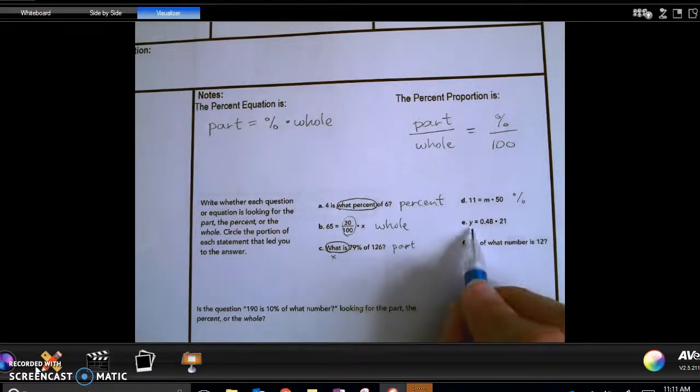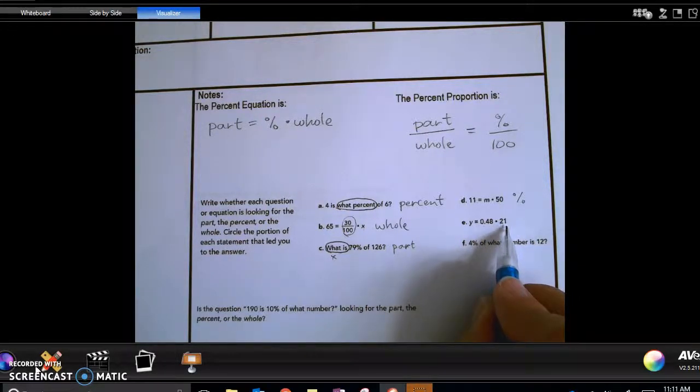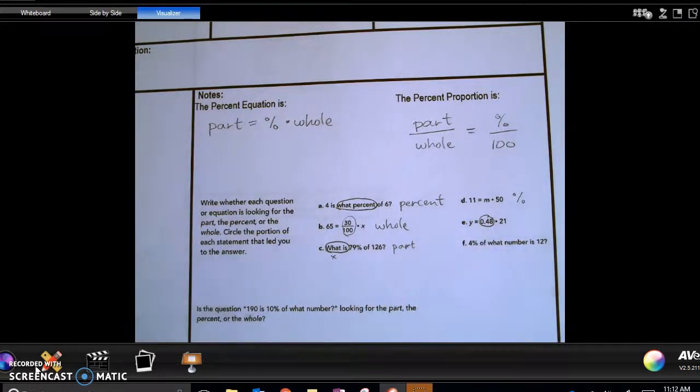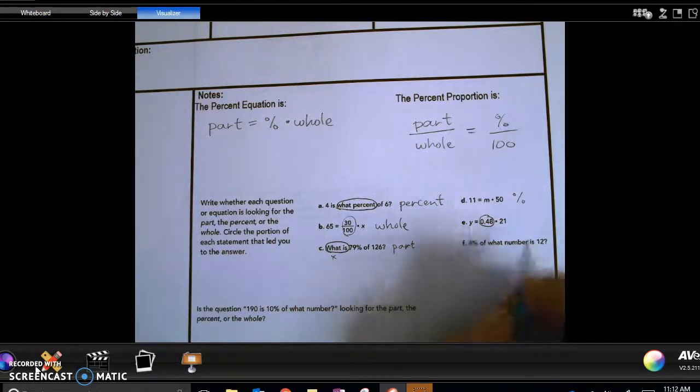Or in this equation, y equals 0.48 times 21. Part equals percent times whole. And this surely looks like a percent to me, just written as a decimal. So I know that what I'm missing then is the part.